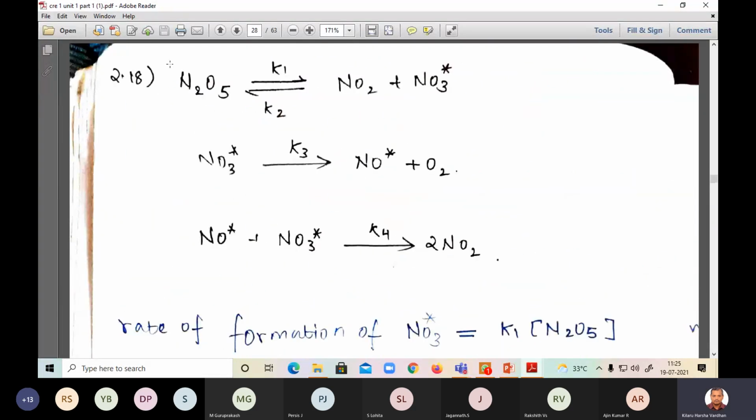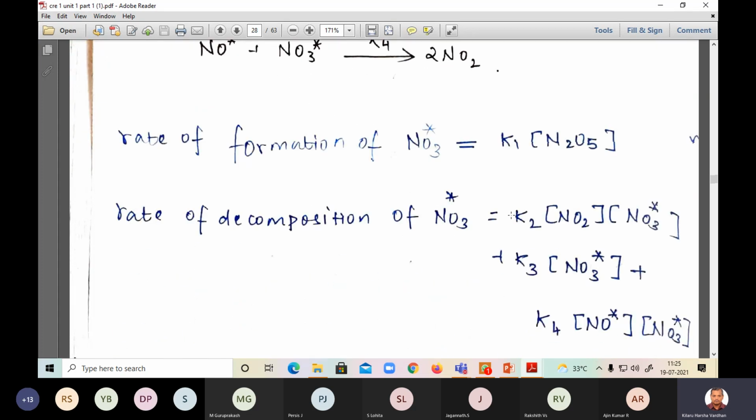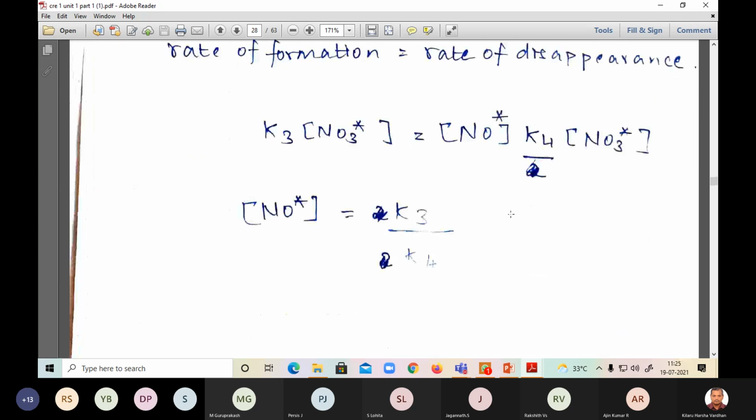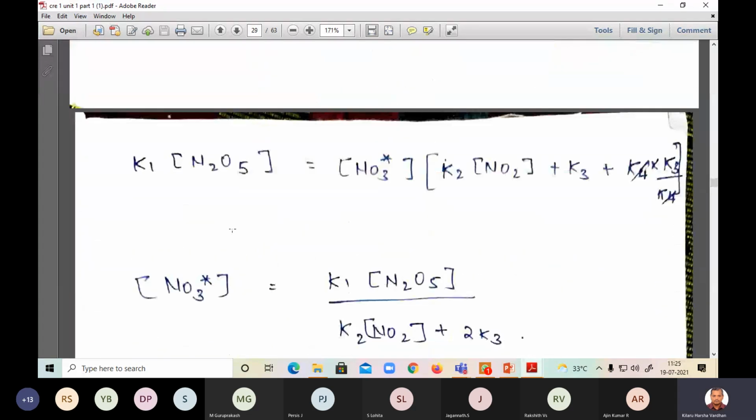Yeah, this is the problem, right? N2O5 is giving you K1 formation, that is disappearance and formation. Again this and again this. So he's asking you the net rate of disappearance. So we'll write the net rate of disappearance. Yeah, this is the net rate of disappearance.